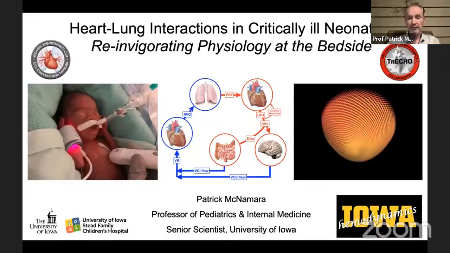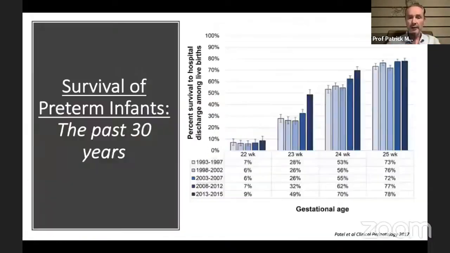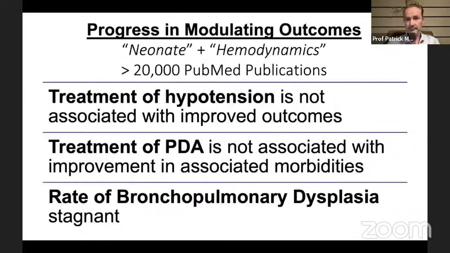But before we start talking about heart-lung interactions, I just want to review a little bit how and where we have evolved over the last 30 years or so, and talk a little bit about the importance of precision in care, particularly with respect to cardiovascular care. As you can see from the graphs in front of you, we've made tremendous improvement in neonatal survival across all the gestational ages.